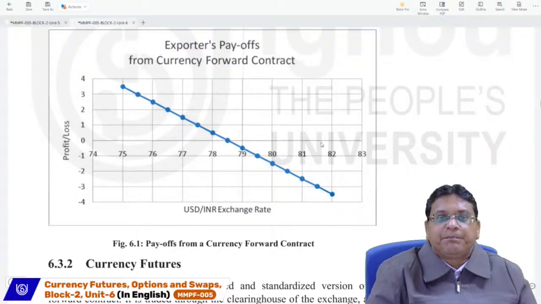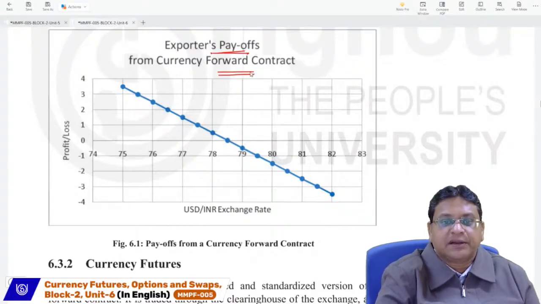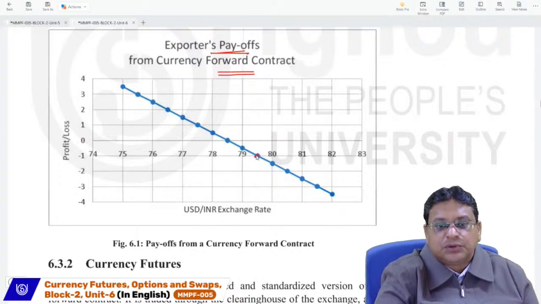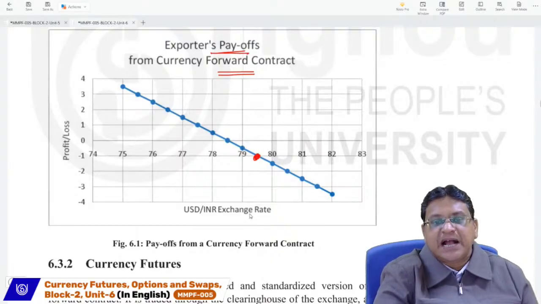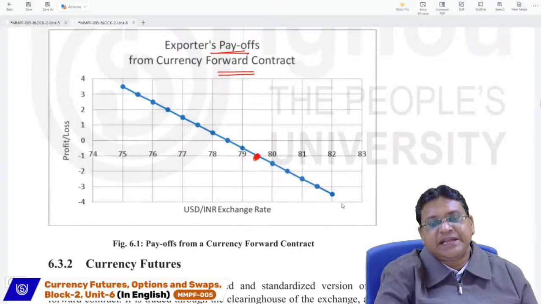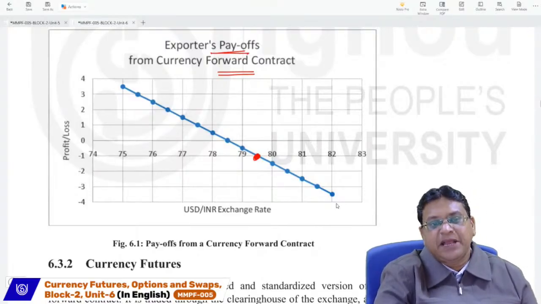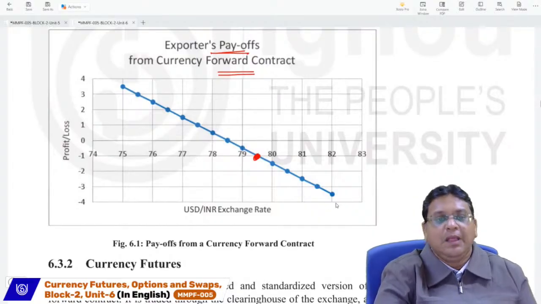Okay, this is the payoff diagram of a forward contract. Suppose you have fixed 80 rupees as your agreed price for the contract. If the price moves to 80 or above, in one case you will make a profit, in the other case you will make a loss.